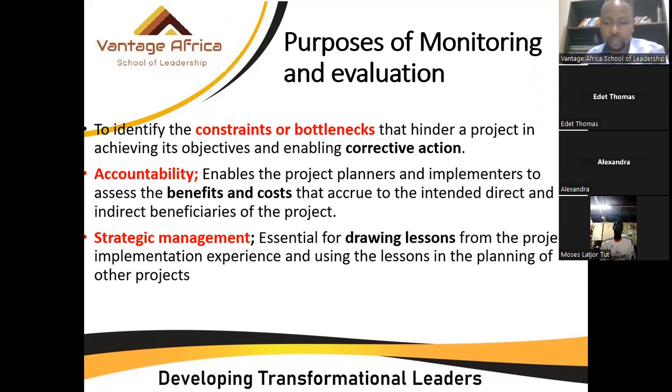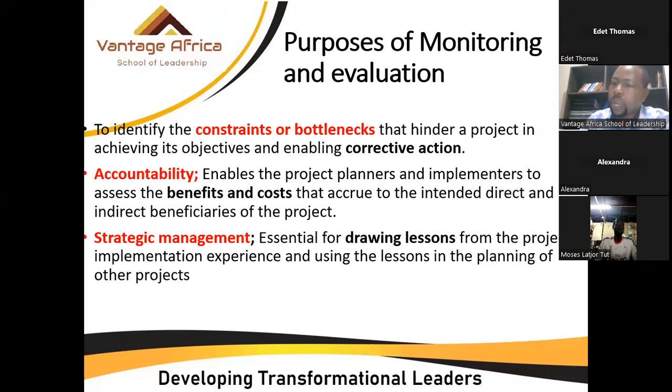It is essential for drawing lessons from the project implementation experience and using the lessons in the planning of other projects. So we don't want to keep reinventing the wheel within the context of projects. We want to learn. If we implemented this project some years back, and we noticed these are some of the things that affected our project output, when we are implementing this new project, we will implement it with new knowledge. Okay? We are not going to make the same mistakes that we made last time.